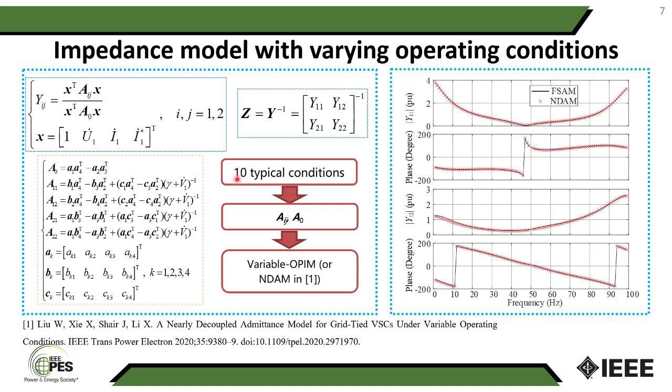This could be different for different systems and different devices. For a few typical operating conditions, we first get the impedance models at those conditions. Then we can solve these equations using those available measurements. The main point is that first we get a measurement-based impedance model at some typical operating points, then we solve for these variables. After that, we establish a variable operating point impedance model, or NDA, the nearly decoupled admittance model. The results we can see are almost the same.